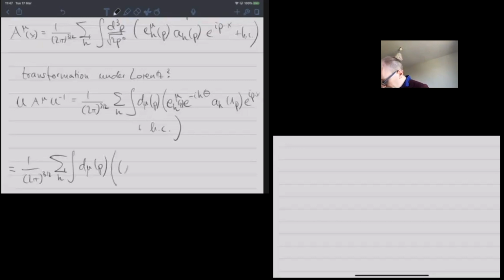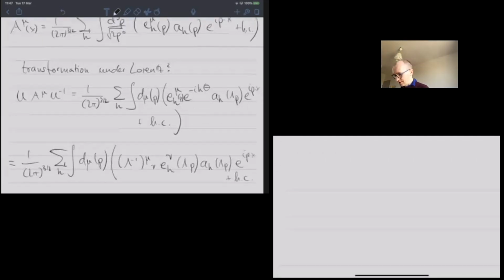And so we found that this is the lambda inverse mu, e mu h at lambda p, a h at lambda p, e to the I p dot x plus its Hermitian conjugate. So far, it exactly parallels the massive vector case. Okay, except that of course we have the second bit. We have plus a plus I h beta divided by root 2k times p mu multiplying a h of lambda p e to the I p x plus the Hermitian conjugate.